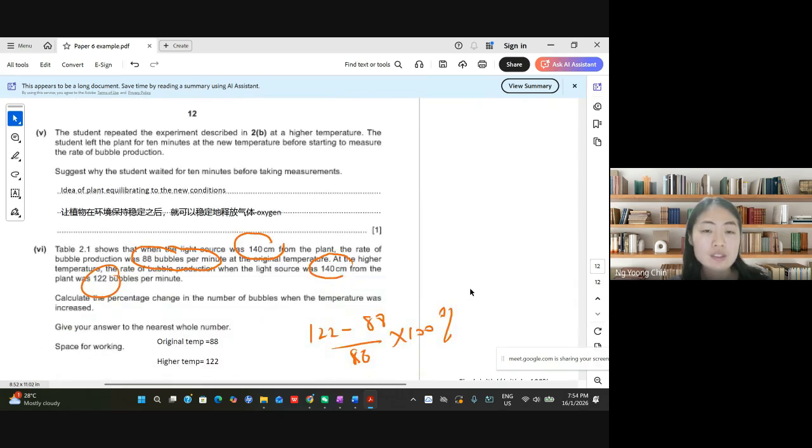And then for this one, the student repeats the experiment described at a higher temperature. The student left the plants for about 10 minutes at the new temperature before starting to measure the rate of bubble production. And then suggest why the student waits for 10 minutes before taking measurements.